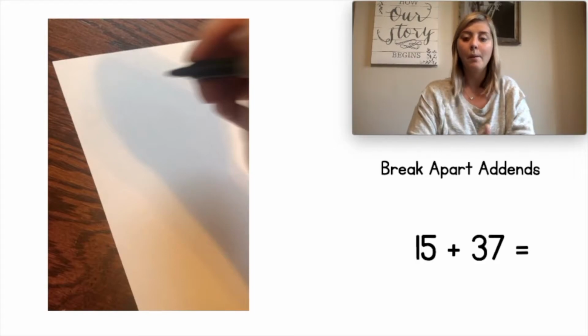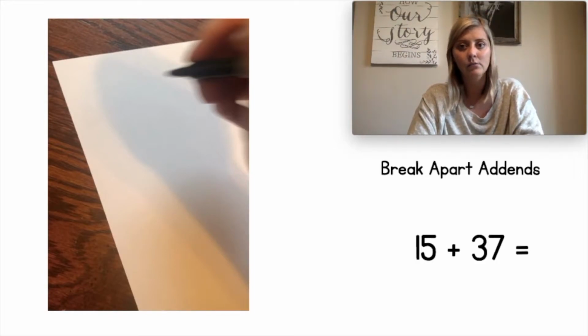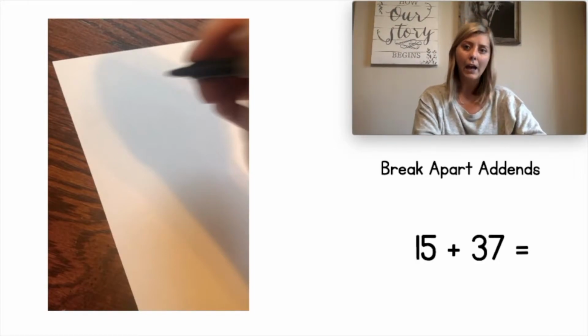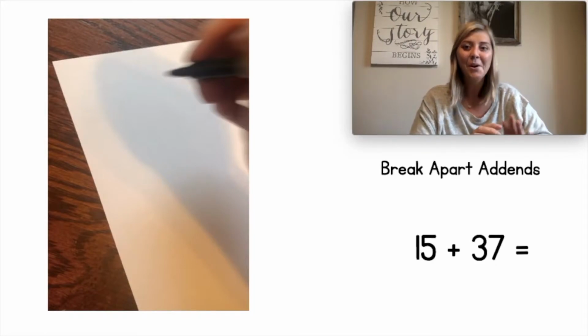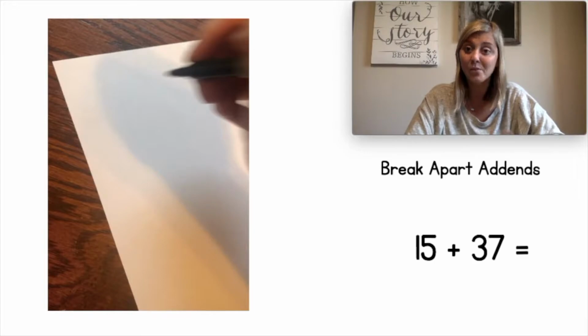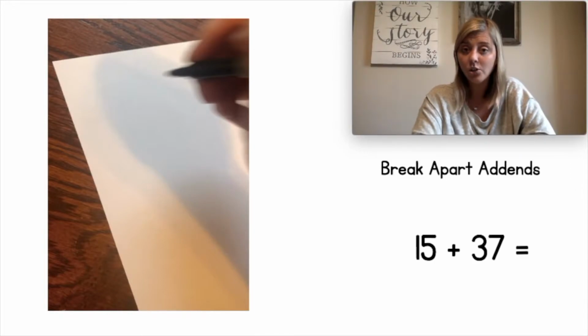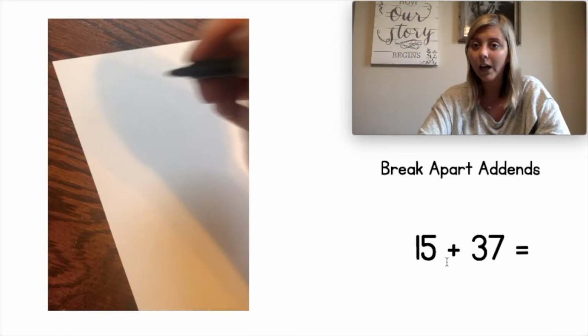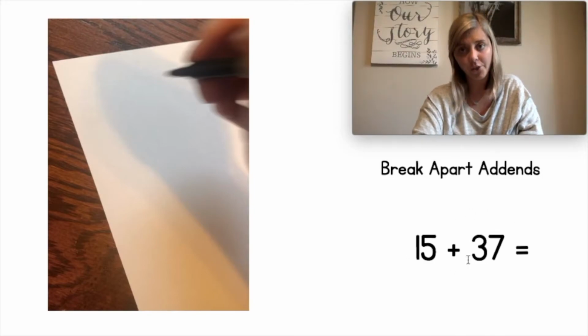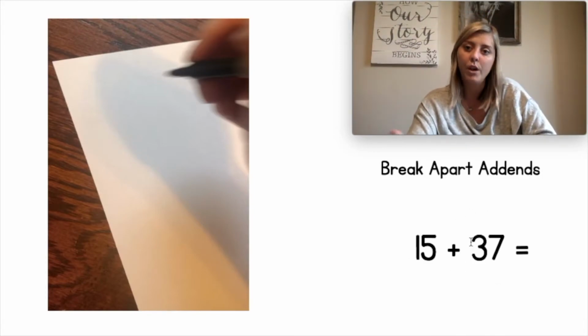I showed you the base 10 strategy. Now we're going to talk about breaking apart addends. Let's think about what that means. Remember, addends is the word we use to talk about the numbers we're adding together. So in this equation right here on the screen, you have 2 addends, 15 and 37. We're going to break them apart by their place value right now.